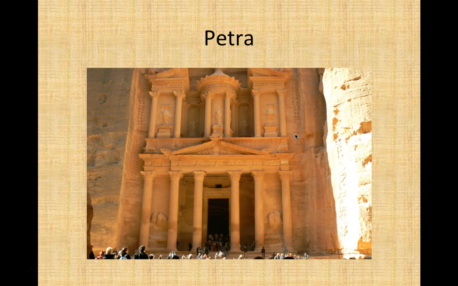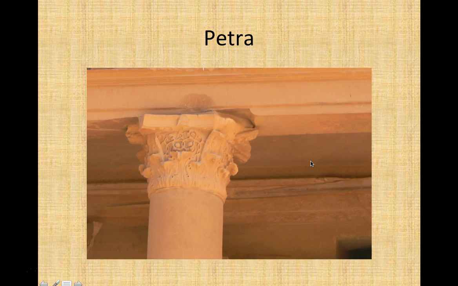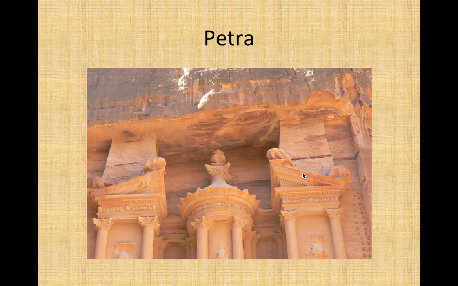But the architecture, you may note, is Greek, right? You can see the columns here, the triangular pediment, the lintel. All of these features are quintessentially Greek. To look more closely, this is a Corinthian column, highly decorated, with floral patterns and things like that. Very common in Hellenistic era sculpture. The Nabateans borrowed these things from the Greeks.